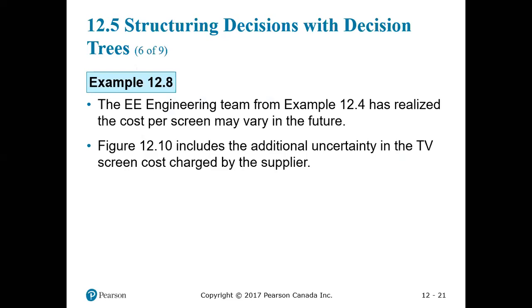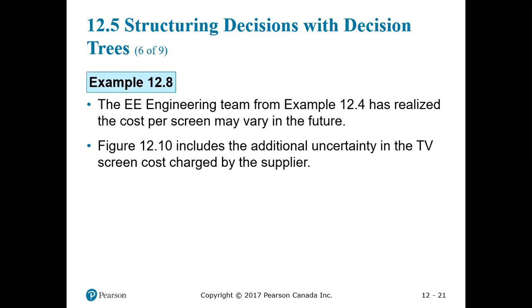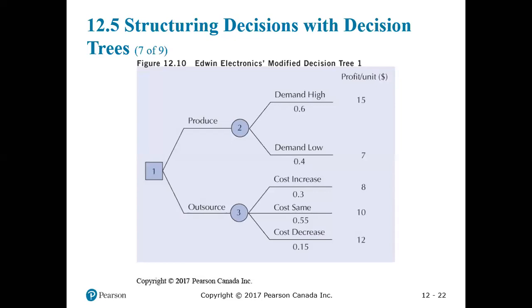So here again, you can see our decision making, and it says the additional uncertainty is the TV screen cost charged by the supplier. If there would be an increase in the screen cost by suppliers, that would change our node at 3. So the cost would increase, with a probability of 0.3, the cost could be the same at 0.5, or the cost could decrease at 0.15. Each of these would mean a different profit per unit.